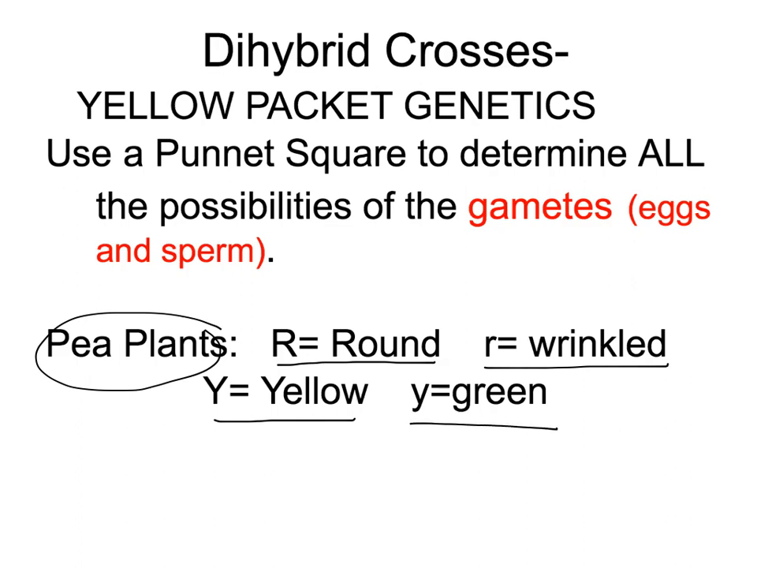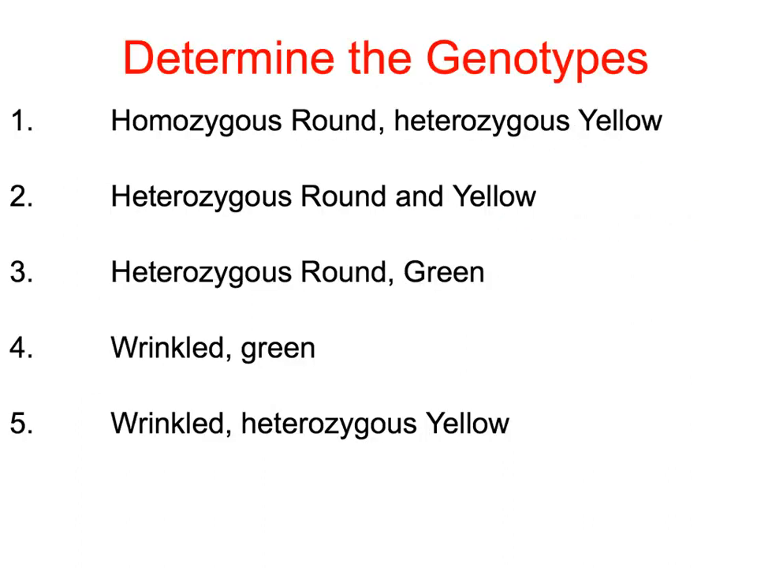All right, so you want to fill out your key there. The dominant is round, recessive wrinkled. Dominant for color is yellow over green. So now what we want to figure out are all of the different gamete possibilities. Remember, gametes are sperm and eggs. To determine the genotypes, this is one of the hardest things to do, because if you get this wrong, then we set up our entire problem incorrectly. So it's good to have some practice.